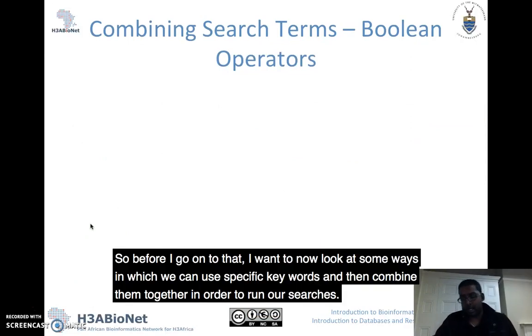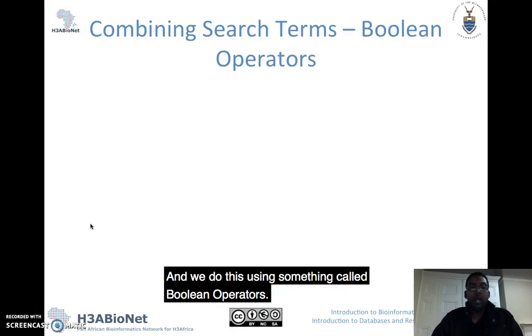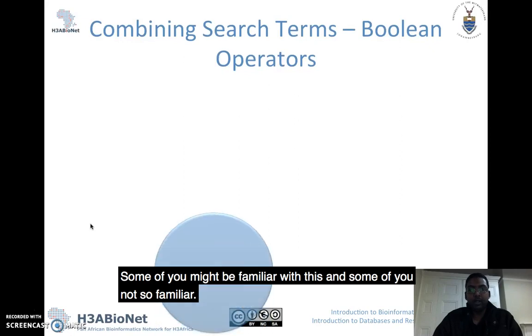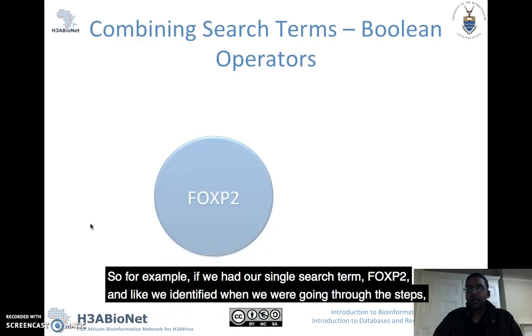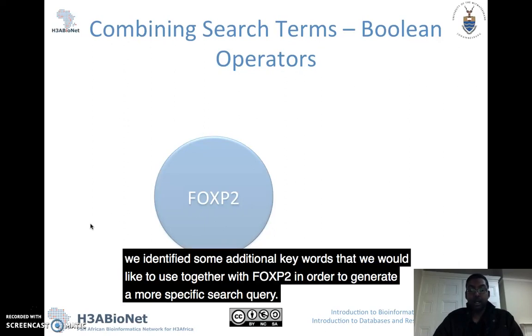So before I go on to that, I want to now look at some ways in which we can use specific keywords and then combine them together in order to run our searches. And we do this using something called Boolean operators. And some of you might be familiar with this and some of you not so familiar. So for example, if we had our single search term FoxP2, and like we identified when we were going through the steps, we identified some additional keywords that we would like to use together with FoxP2 in order to generate a more specific search query.